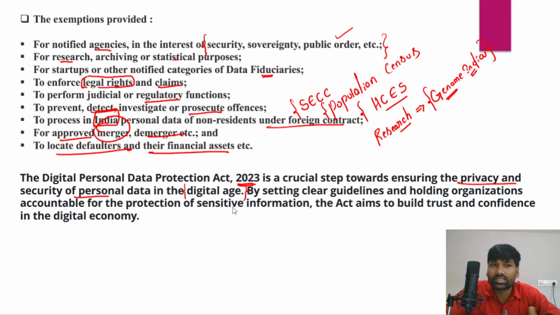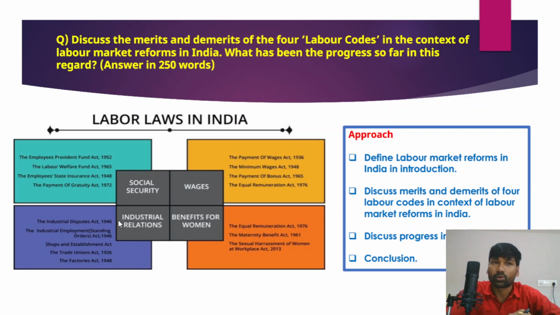So therefore, the Digital Personal Data Protection Act of 2023 is considered a crucial and very important step to protect individual privacy and also secure the personal data and information of individuals. Where personal information is being leaked, that even threatens individual privacy, safety and security. So by setting clear guidelines and also holding organizations accountable for the protection of sensitive information, this legislation aims to build trust and confidence in the digital economy. So that is ultimately the need of the hour when it comes to personal data protection.